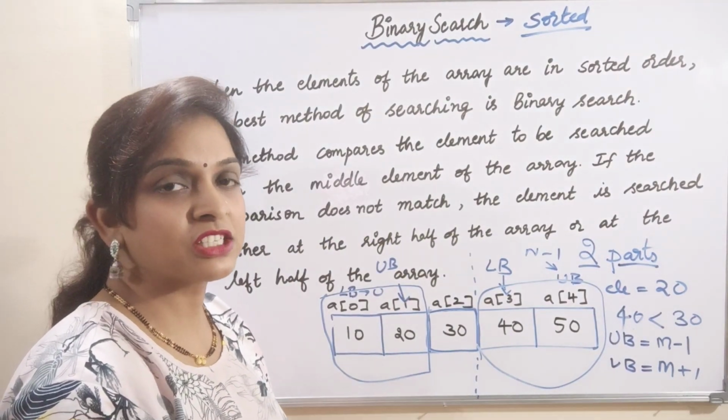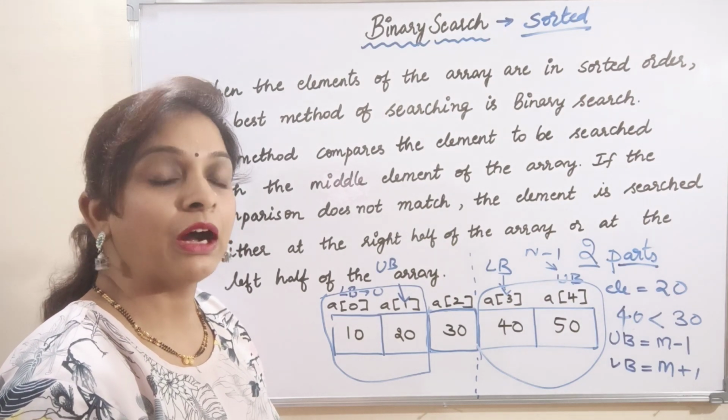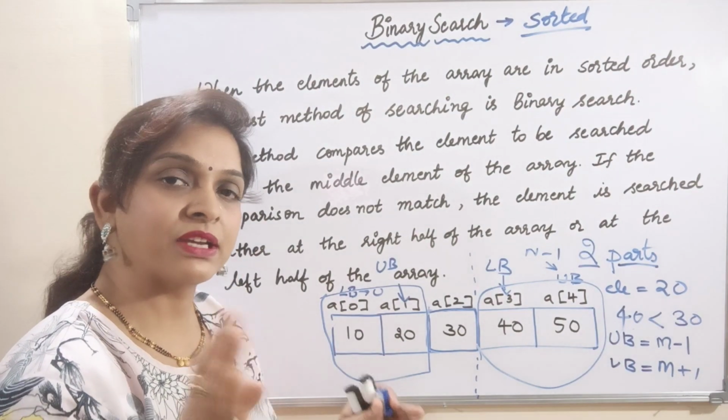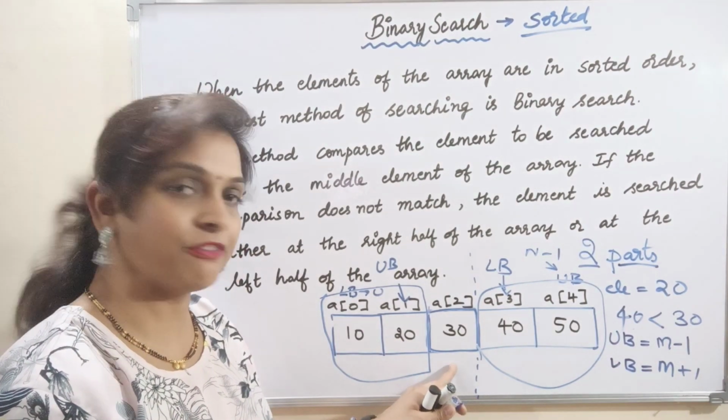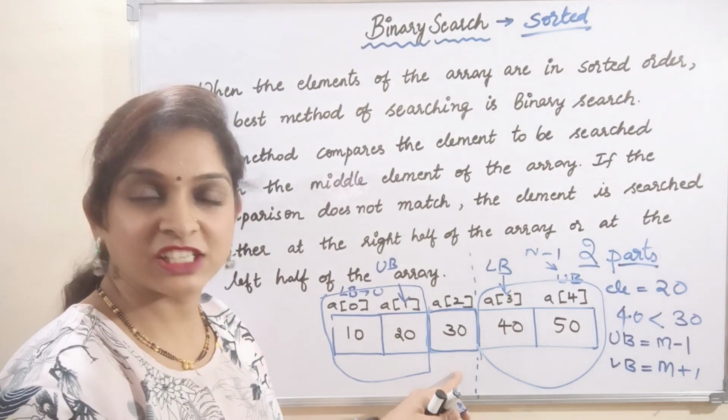So in binary search, the name itself tells you I do the searching by dividing the array into two parts. How to divide? We have a formula for that. After dividing, we compare the search element with the mid element. If it matches, I simply get the position. My work is done. It's finished.